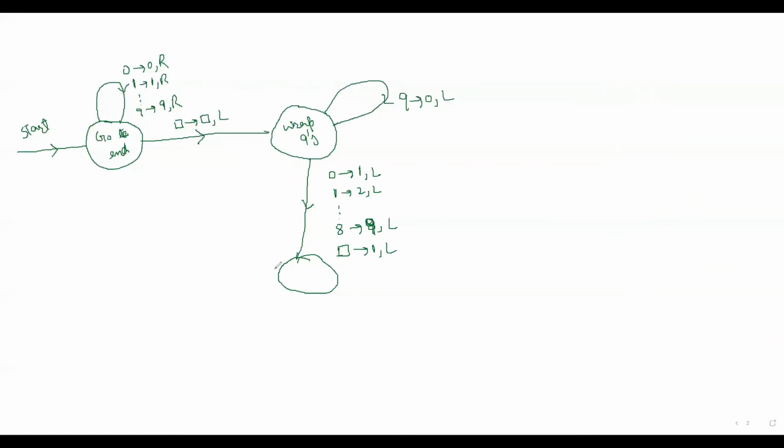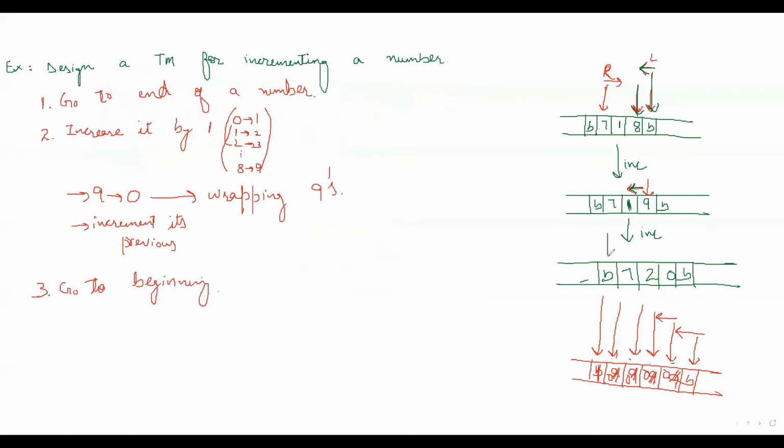Now we have to go back to home. So how are we going back to home? Whatever is there, for example, if it is 0, replace with 0, go left. If it is 1, replace with 1, move left. If it is 9, replace with 9 and move left. We are going to the left. So we are moving to the home. That means we will reach the blank symbol.